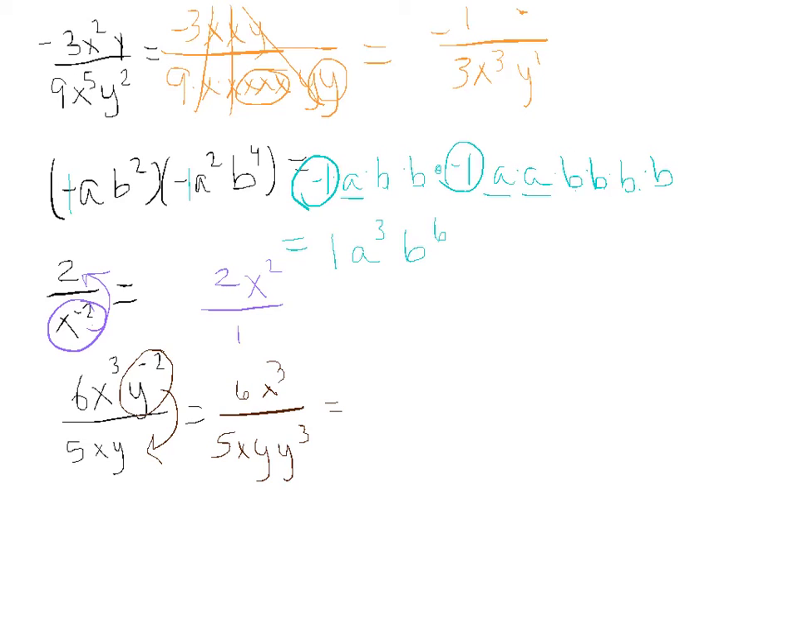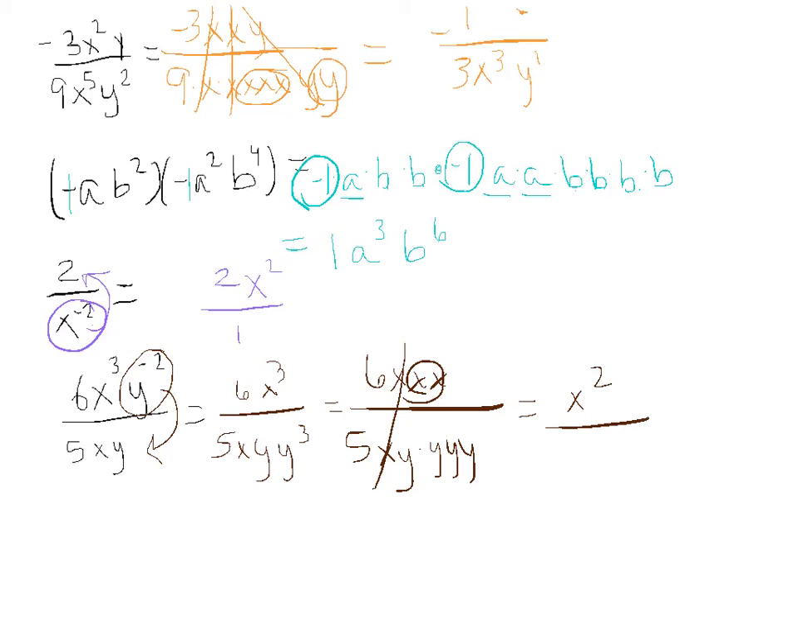So if I expand this out, 6x to the 3rd over 5xy times another y to the 3rd. If I start with my numbers, 6 over 5, that fraction does not reduce. Cancel out some x's, so I have an x squared in the numerator, and in the denominator, 1, 2, 3, 4 y's multiplied together, so y to the 4th. I hope you enjoyed learning about exponents.